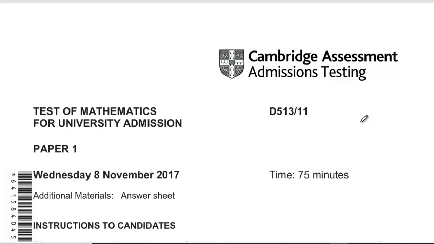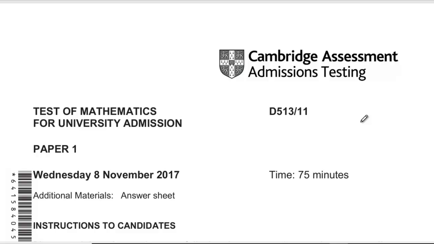Hello, this is the TMUA from 2017, paper 1 specifically. And this is something new for me. I've not done a TMUA before. I've been hearing a lot about them, but most of the papers that I do are physics related. I've done all the math papers and I've been going through the STEP papers when it comes to maths. But TMUA is a new one.